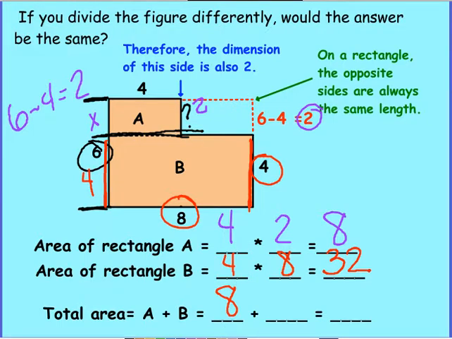I add my pieces together, so I have 8 plus 32, which gives me 40, which is exactly what I got if you remember previously. So the area should stay the same, and if it doesn't, something was done incorrectly because your shape still covers the same amount of space regardless of how you find your answer.